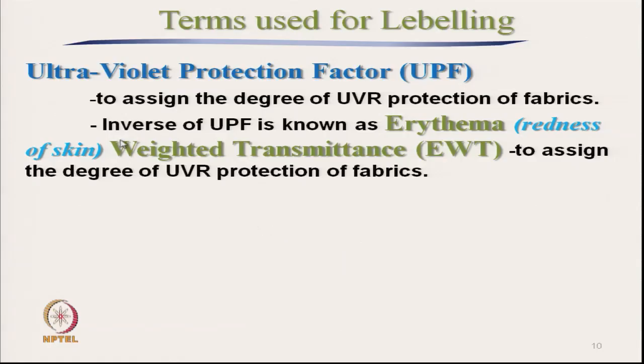If we take the inverse of UPF, it is known as EWT, erythema weighted transmittance. So, UPF is the protection which prevents the penetration of the UV ray, and EWT shows the level of transmission of the UV ray, okay. And this also gives an idea about the UV protection of fabric.